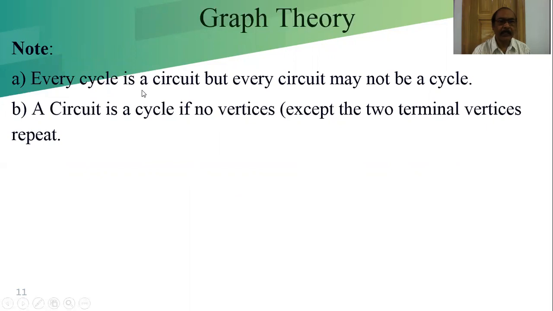Note, every cycle is a circuit, but every circuit may not be a cycle. Already discussed: a circuit is a cycle if no vertices are repeated except the two terminal vertices. Because in a cycle, no vertices appear more than once except the two terminal vertices. That means start and end vertex are the same.